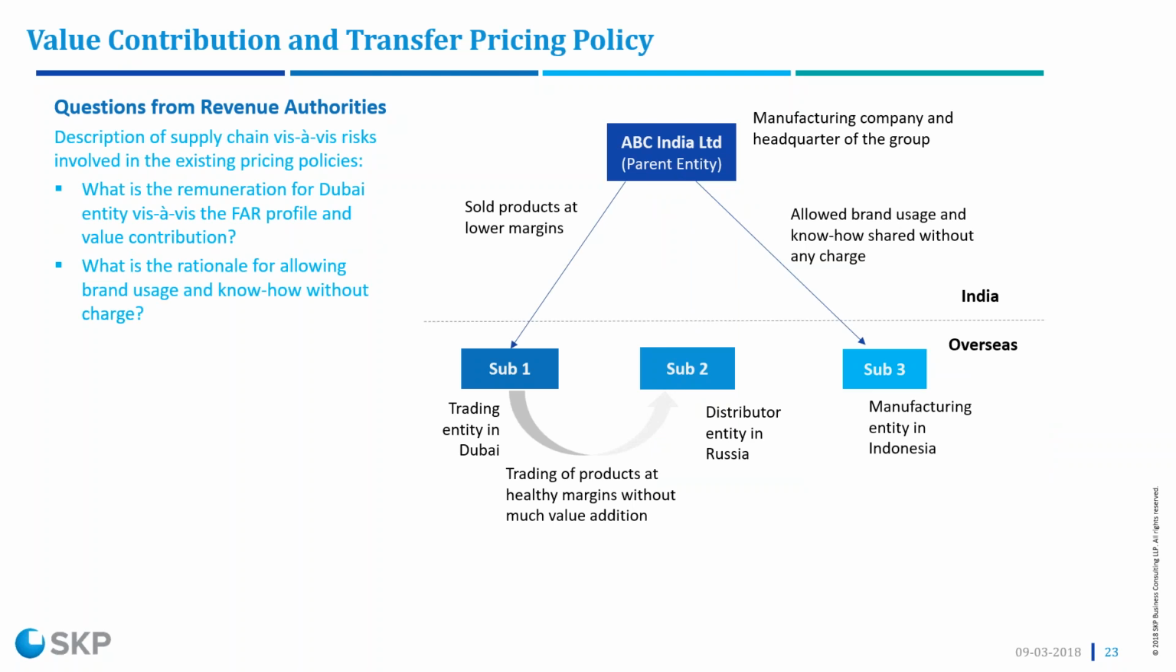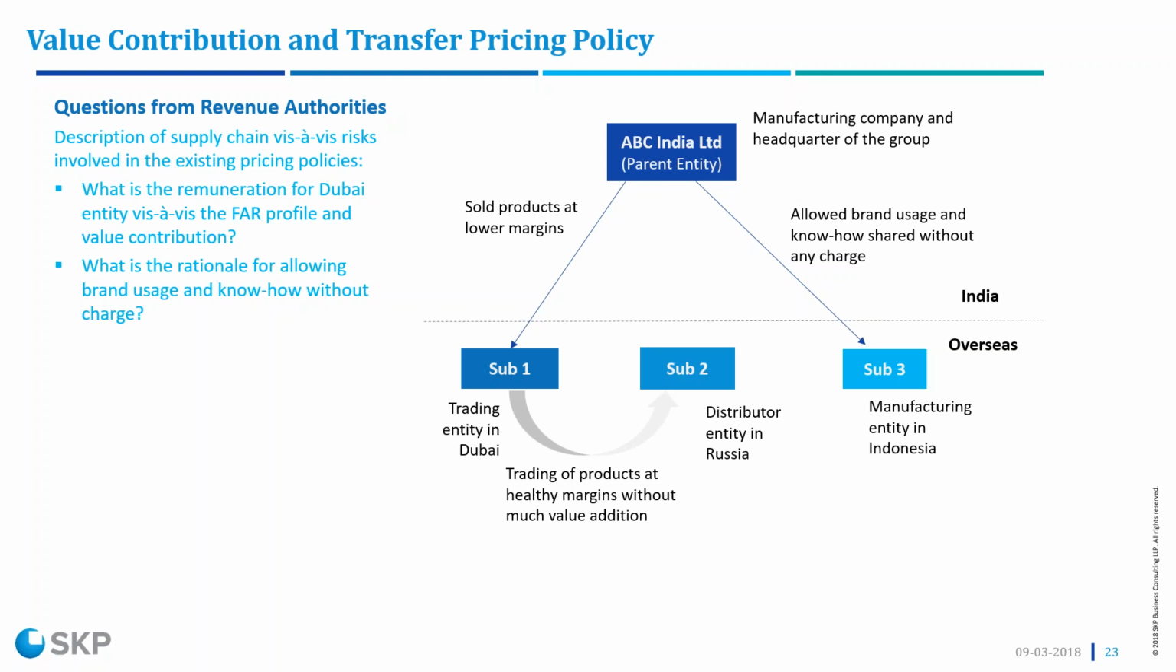So in the same way, another case study that you come across is where again the parent entity is based in India. There was a subsidiary in Dubai, which is more of a trading entity. So the sale of goods in Russia, the CIS, and the other regions takes place through the Dubai entity, and the parent entity in India would sell the goods to the Dubai entity, which would further sell it to the distributor associated enterprise in Russia for local selling.